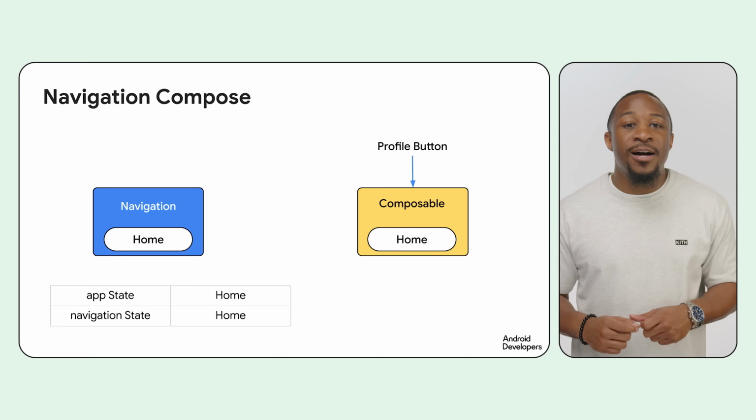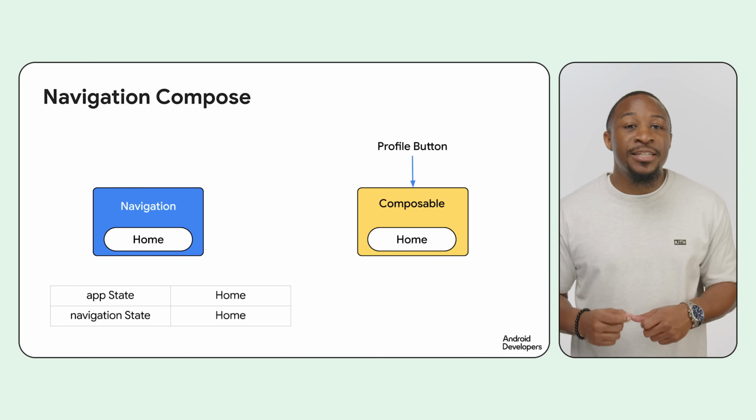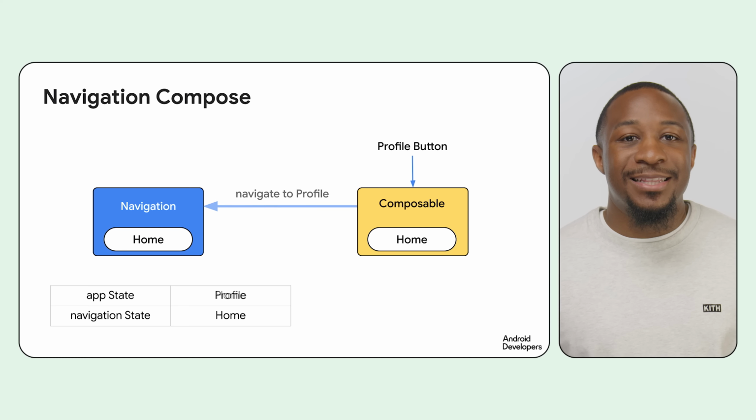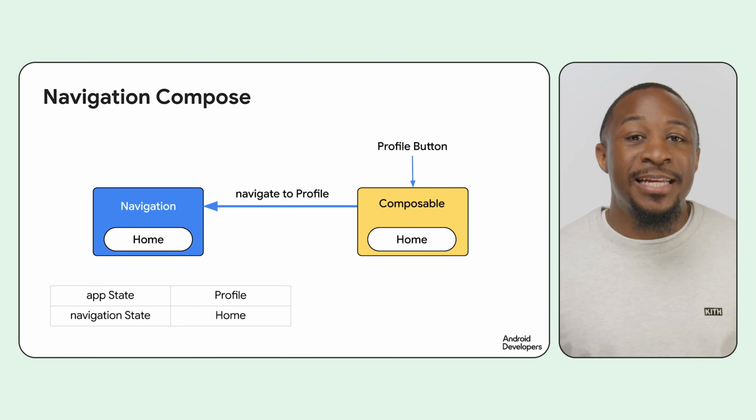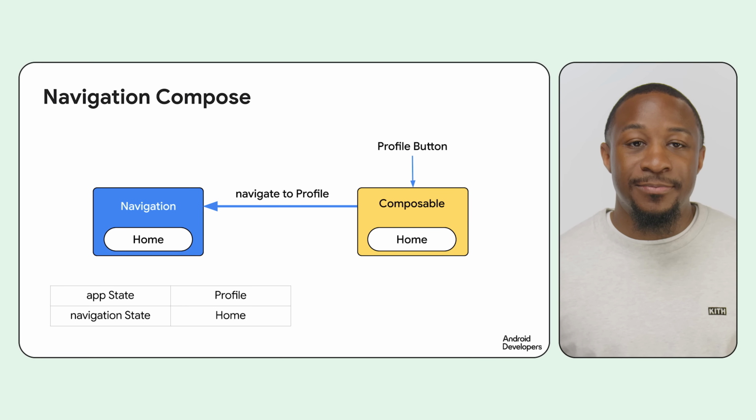In order to go to profile, we need a navigation event to be triggered. This is normally caused by something user-based like a button click. That button click updates the app state immediately to profile and sends an event to Navigation Compose, asking it to navigate to the profile screen. But it hasn't actually changed the navigation state yet.